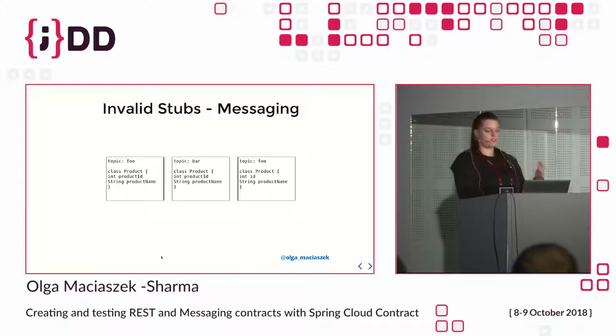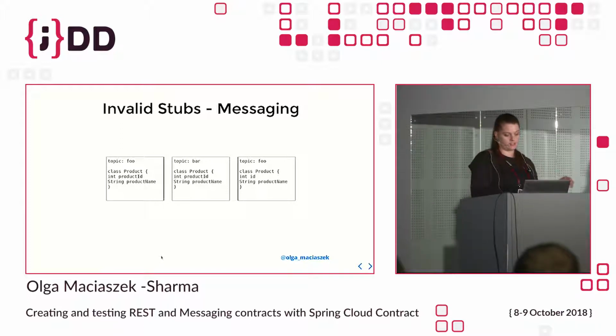But the other team, the team of the service B or our producer, can in fact start sending the messages to topic bar. And what is even more common and more tricky, can be sending them to the right topic, but have different fields in the POJO. Even if the difference is very small, we will not be able to deserialize it.